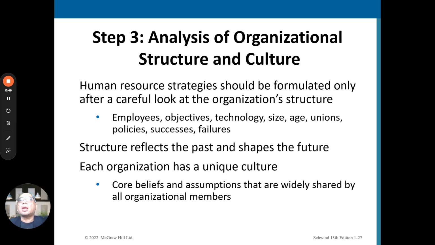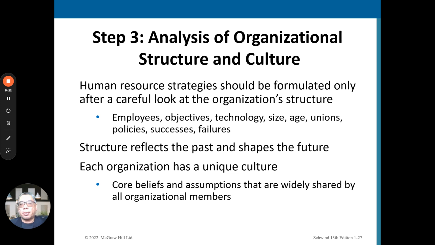Number 3, step 3, analysis of organizational structure and culture. Human resource strategies should be formulated only after a careful look at the organization structure, employee objectives, technology, size and age, and unions, policy, successes and failures. Those are the examples. Structure reflects the past and shapes the future. Each organization has a unique culture, core beliefs and assumptions that are widely shared by all organization members.